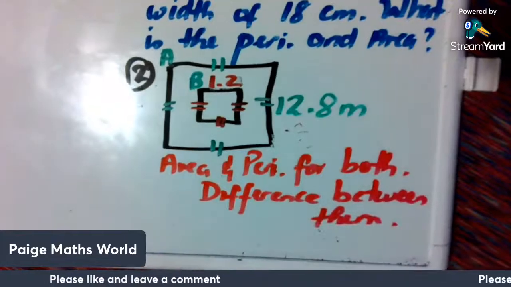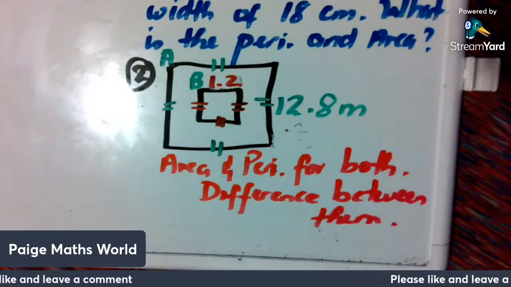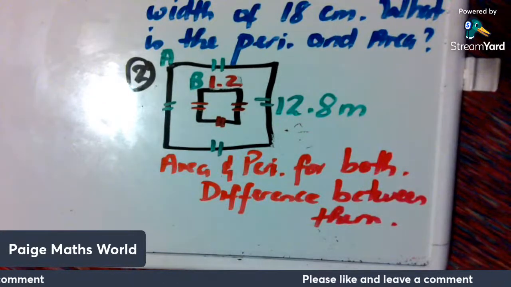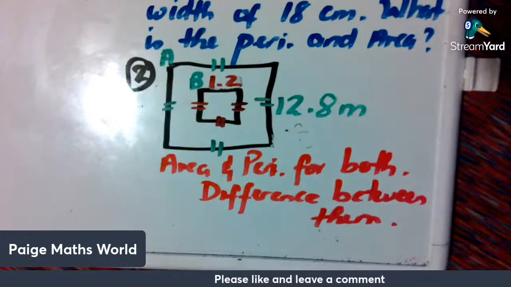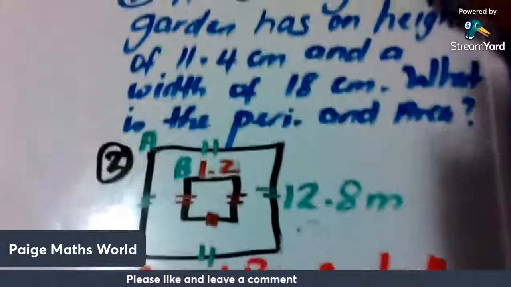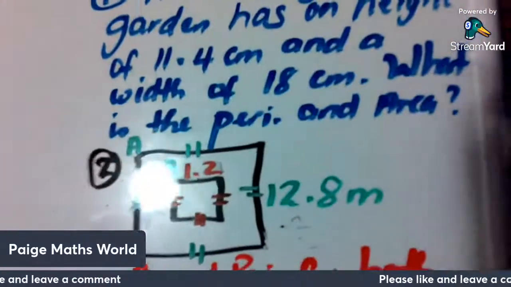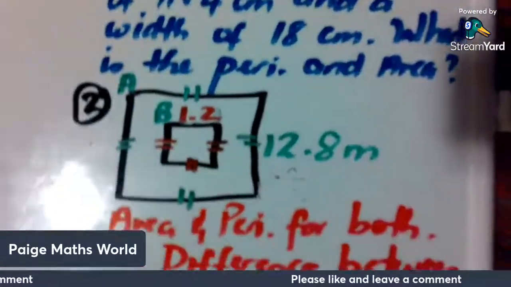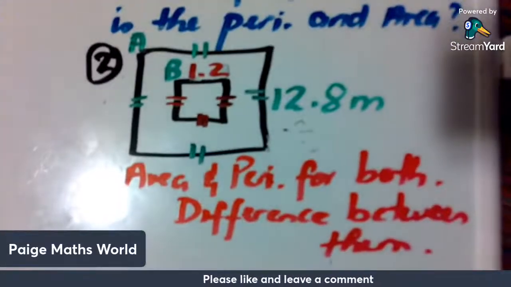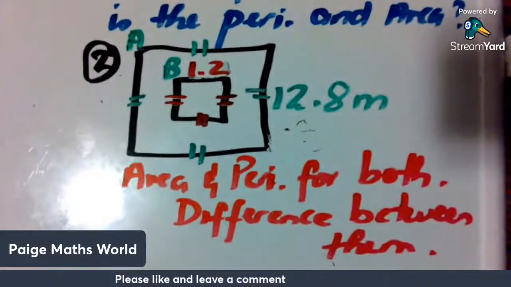And everybody knows what difference means, right? So you're going to give me the area and the perimeter. You can't see it? All right, let me see if I can adjust it a bit. Is it a bit better? Yes, no, maybe so.